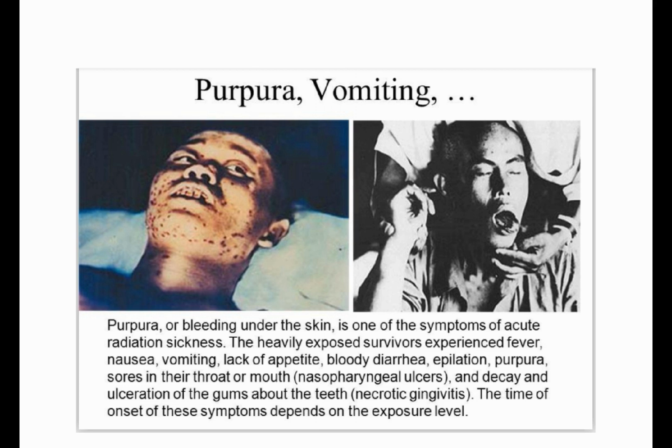The heavily exposed survivors experience fever, nausea, vomiting, lack of appetite, bloody diarrhea, epilation, purpura, sores in their throat or mouth, and decay and ulceration of the gums about the teeth. The time of onset of these symptoms depends on the exposure level.